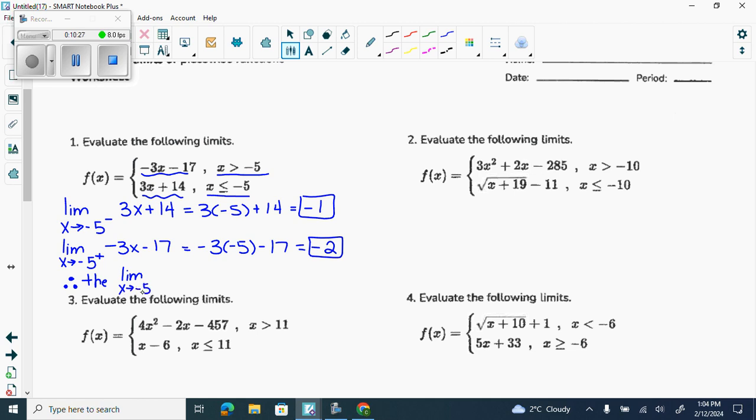Now people are like, I don't know what equation to use. You don't use an equation. This is f of x. You're trying to find the limit as x approaches -5 of f of x. So you put an f of x now. Does not exist because they didn't match.